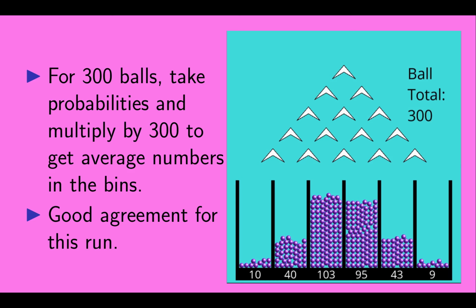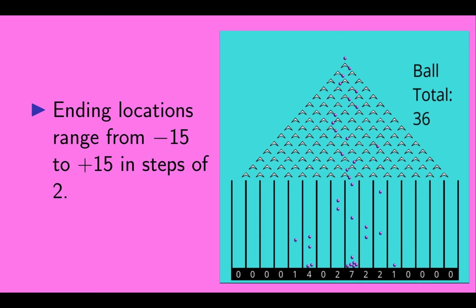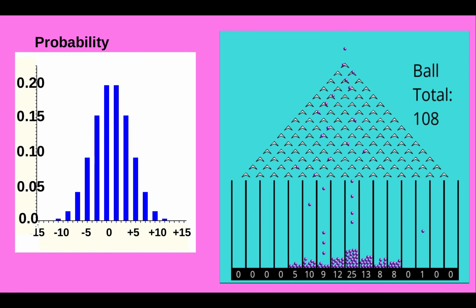For 300 balls, we can take the probabilities that we saw and multiply by 300 to get the average numbers of balls expected in each bin. This run had good agreement with the average expected numbers. Okay, and lastly, a 15-step random walk. Here we'll drop 400 balls. The possible ending locations for a ball range from x equals minus 15 to x equals plus 15 in steps of 2. Here we'll just plot the probabilities for a ball to end up in each possible location.